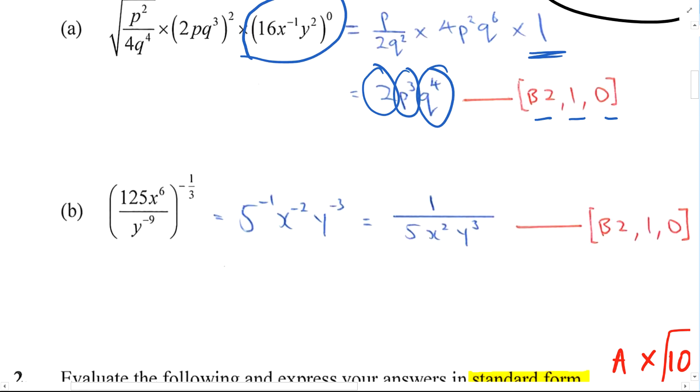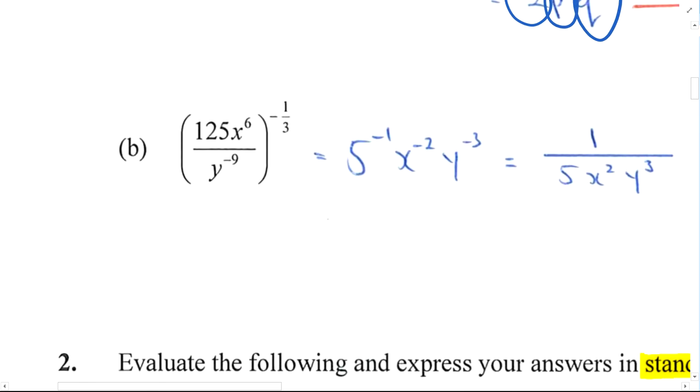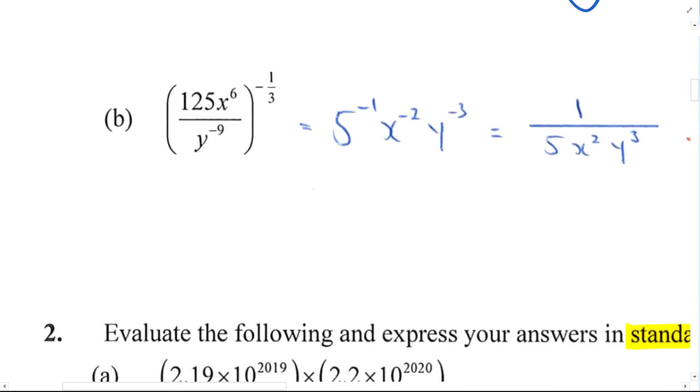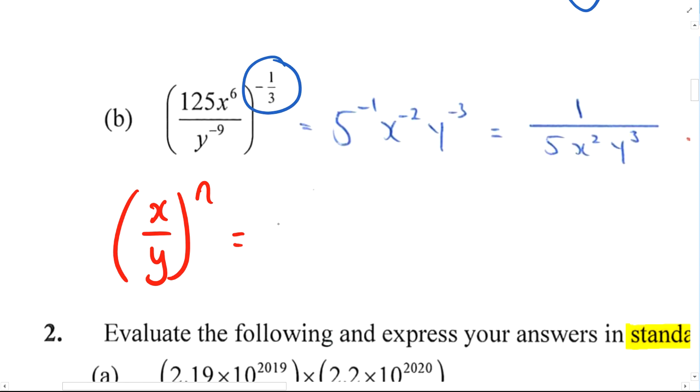Next part, B. We've got 125 x power 6 divided by y to the power of negative 9. This entire fraction has a power of negative 1/3. So this is what we should recall. x over y to the power of n, for example, equals x to the power of n divided by y to the power of n. It is the law that we'll be using.